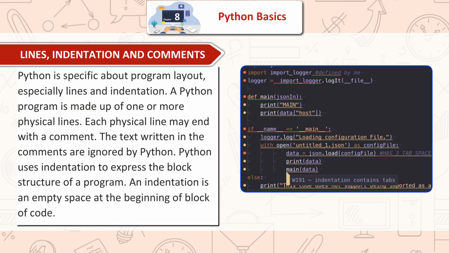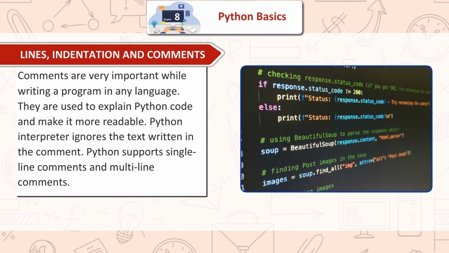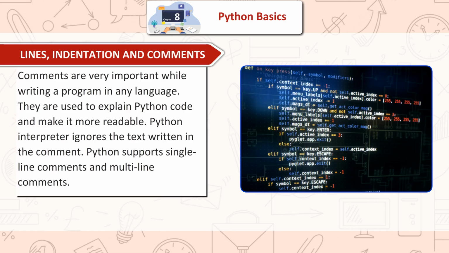Python uses indentation to express the block structure of a program. An indentation is an empty space at the beginning of a block of code. Comments are very important while writing a program in any language. They are used to explain Python code and make it more readable. Python interpreter ignores the text written in the comment. Python supports single-line comments and multi-line comments.